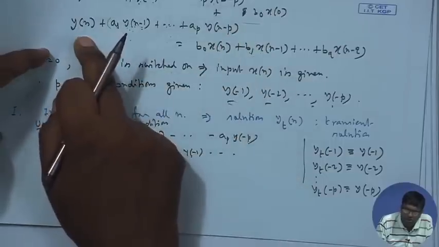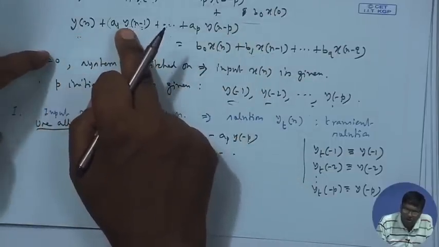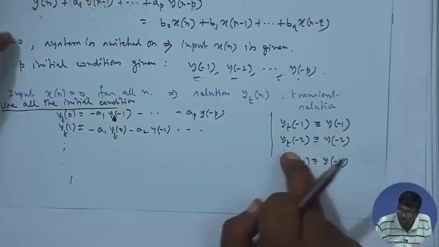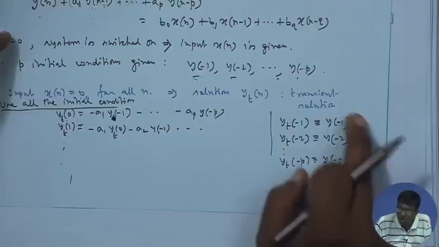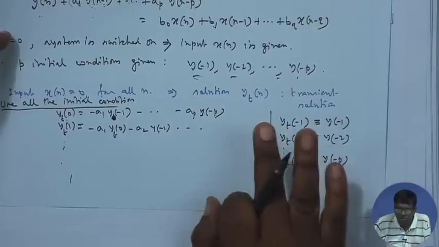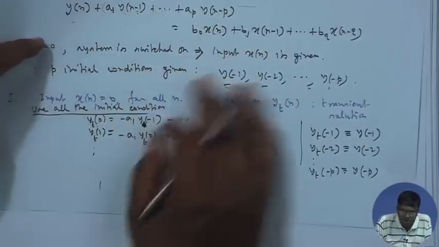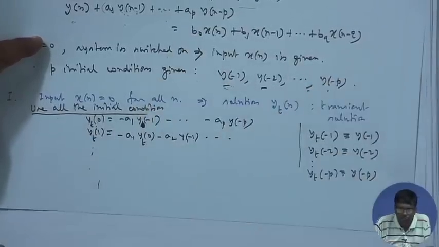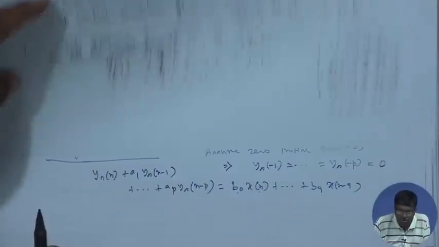So, y t 0 requires y t minus 1, y t minus 2, but those I took to be y minus 1, y minus 2, which are given to me. Using them, I recursively build up the solution, I call it y t n. That is one special case: right hand side was 0 and initial conditions are used up.